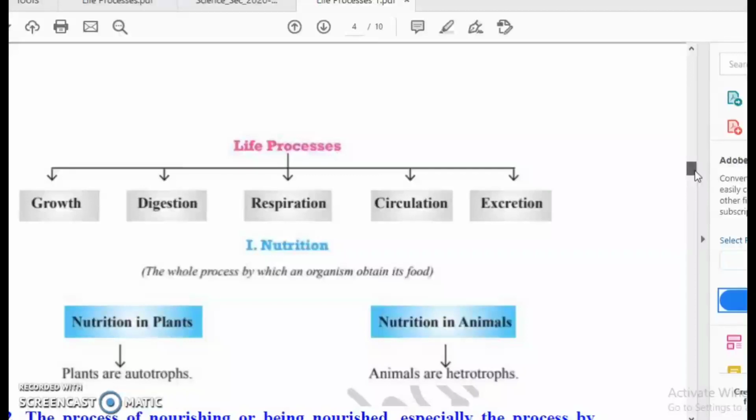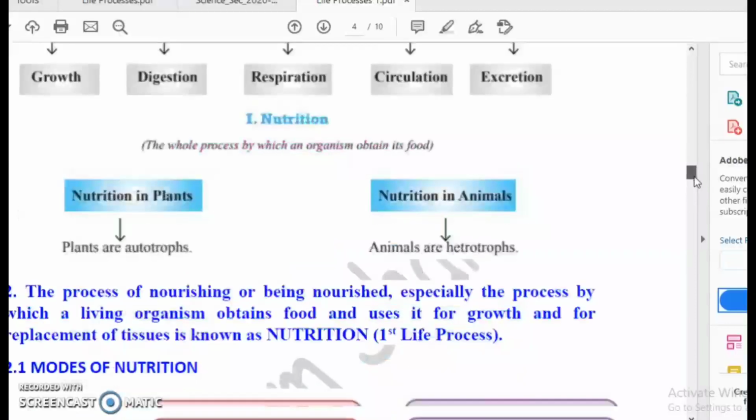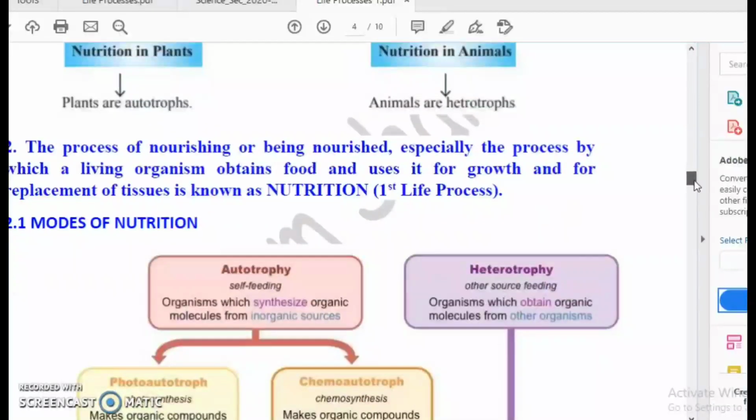If there were some background voices, please ignore, I apologize. It's very difficult to find complete silence in the times of quarantine.